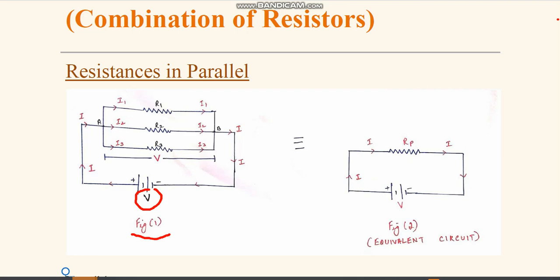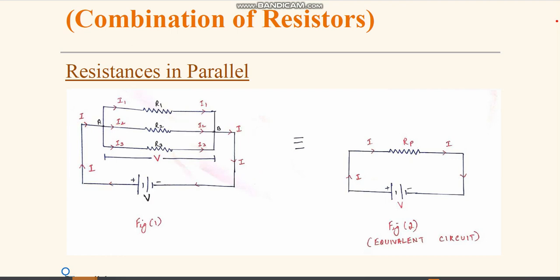We see here that R1 is connected via A to the positive terminal of the battery and via B to the negative terminal of the battery. So R1 is directly connected to the battery, so it is enjoying the full potential given by the battery. Similar is the case with R2 and R3. Both of them are connected via A and via B to the positive and negative terminals of the battery respectively. So both of them are also enjoying the full potential given by the battery.